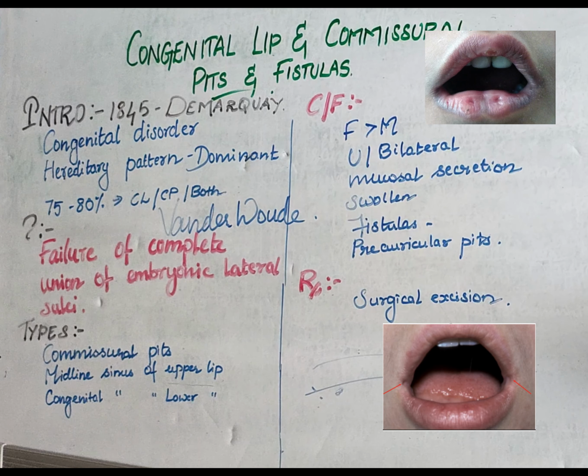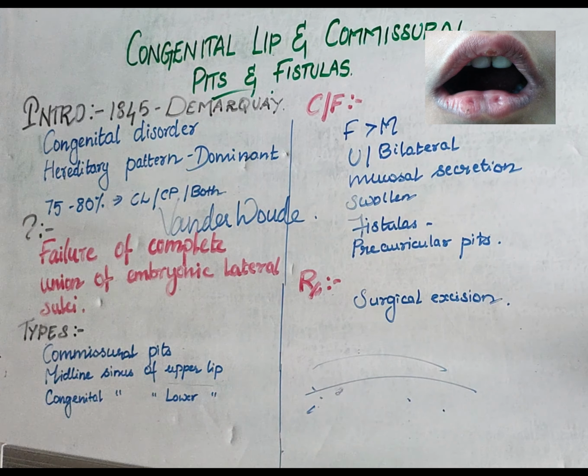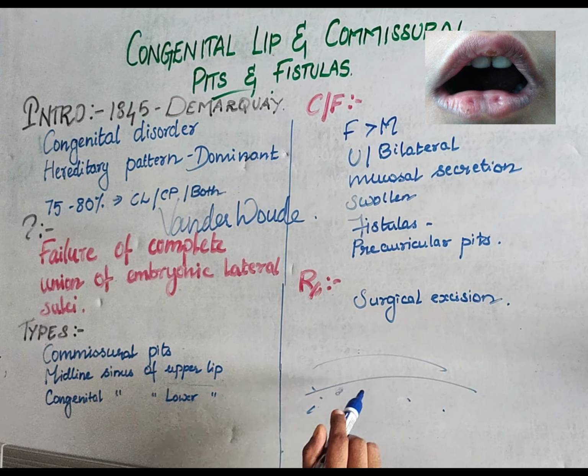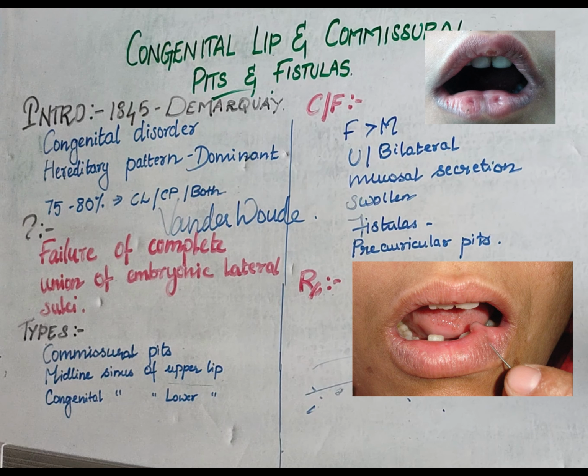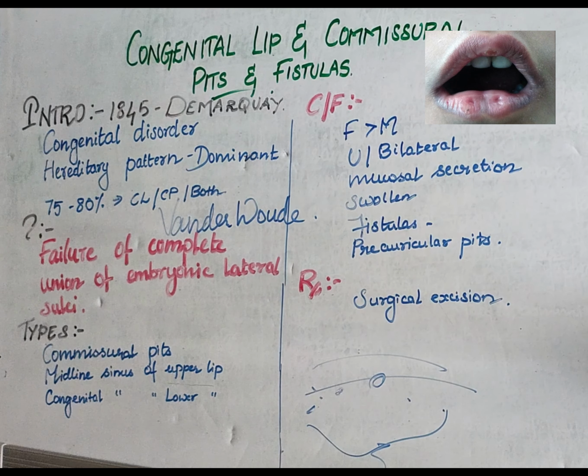Next, coming to the types. Based on the location, there are 3 types. Commissural pits, that is, pits occurring at the angle of the mouth, the corner of the mouth. Second, midline sinus of upper lip, when the pit is in the upper lip. When it is affecting the lower lip, we call it congenital sinus of lower lip. Also remember, in most cases of the lower lip it affects the vermilion border, which is explained in the clinical features.